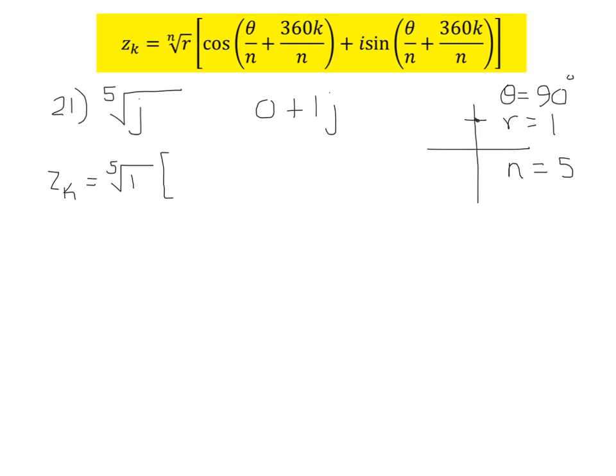and I'm going to find just the first theta over n. So times the cosine of theta over n, which would be 90 over 5, plus I times the sine of 90 over 5. This will be my first fifth root of j by substituting 0 in for k, because 360 times 0 is 0, and adding 0 will not change the 90 over 5.